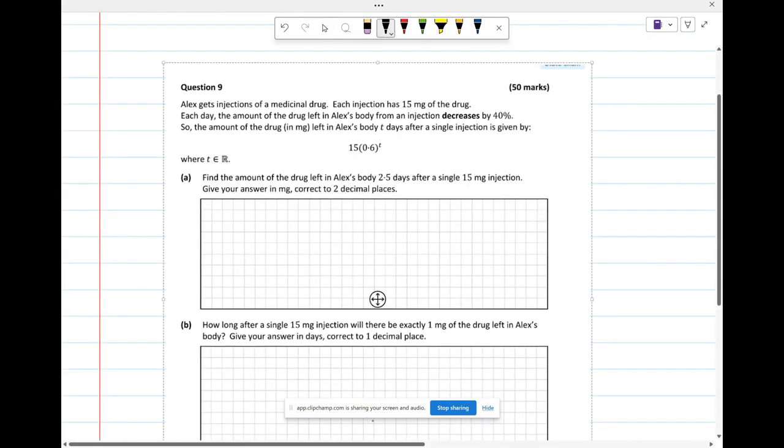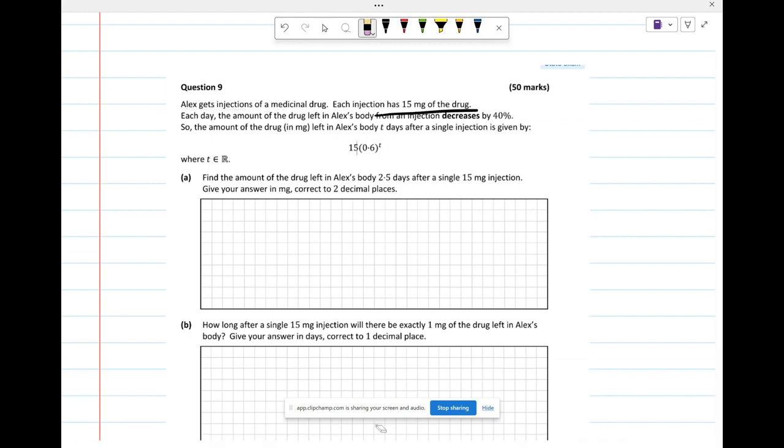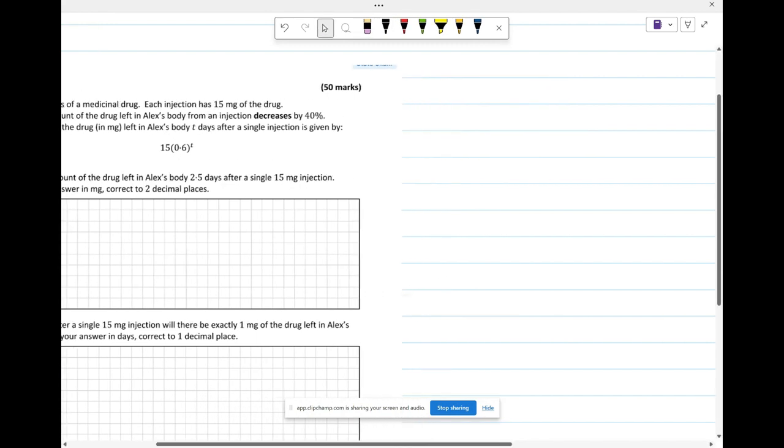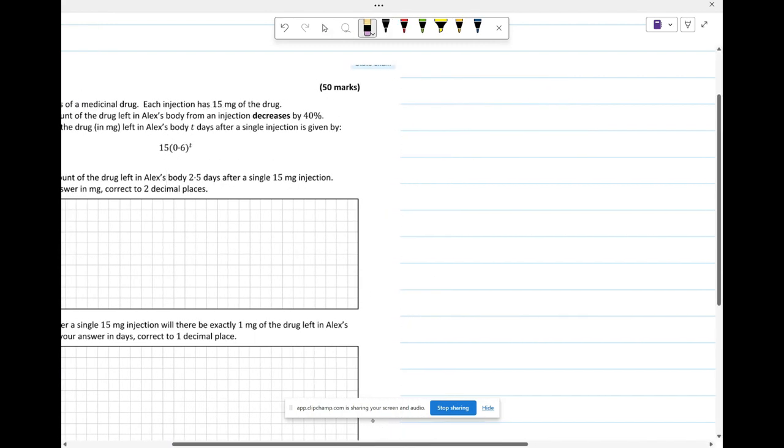Okay, so it says Alex gets injections of a medicinal drug. Each injection has 15 milligrams of the drug, and each day the amount of drug left in Alex's body from an injection decreases by 40%. So the amount of drug in milligrams left in Alex's body T days after a single injection is given by this. So basically what this means is T days after a single injection.